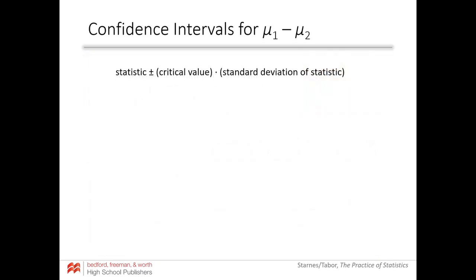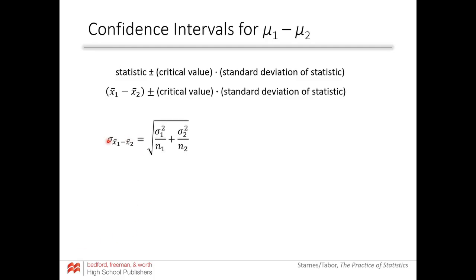So remember our basic formula for constructing those confidence intervals is we take our statistic, that's that sample value that we're looking at, plus or minus that critical value, so either z star or t star, times the standard deviation of the statistic or the standard error. Now this time we're doing a difference of means, so we're going to subtract those sample means instead.